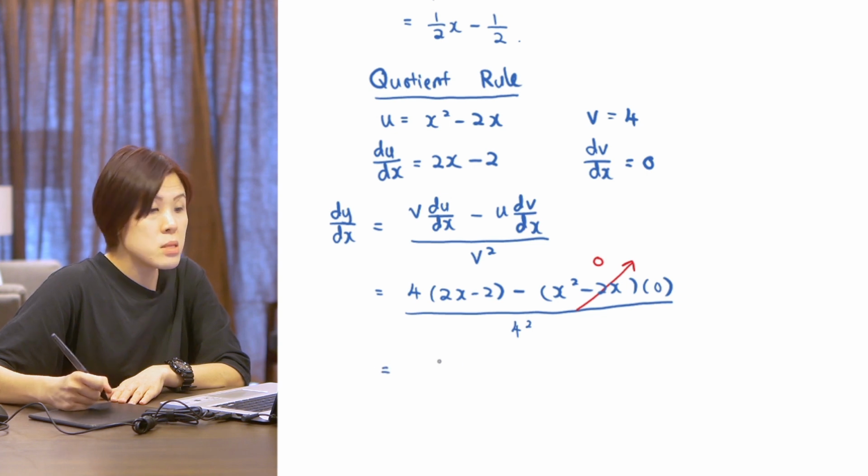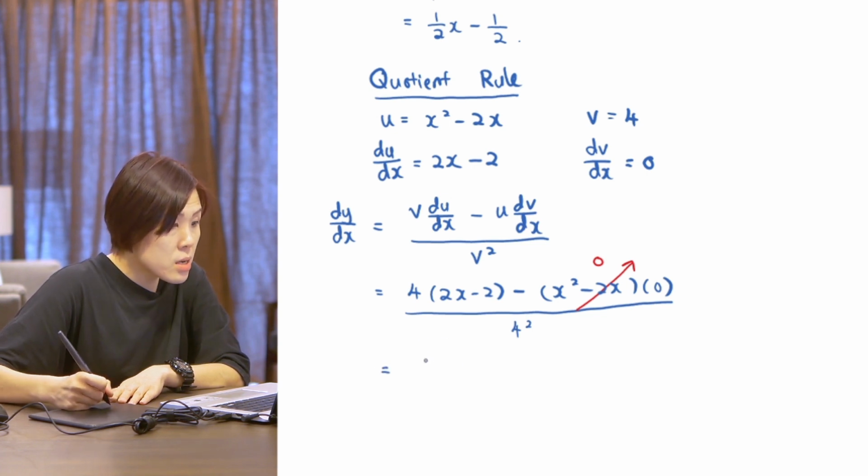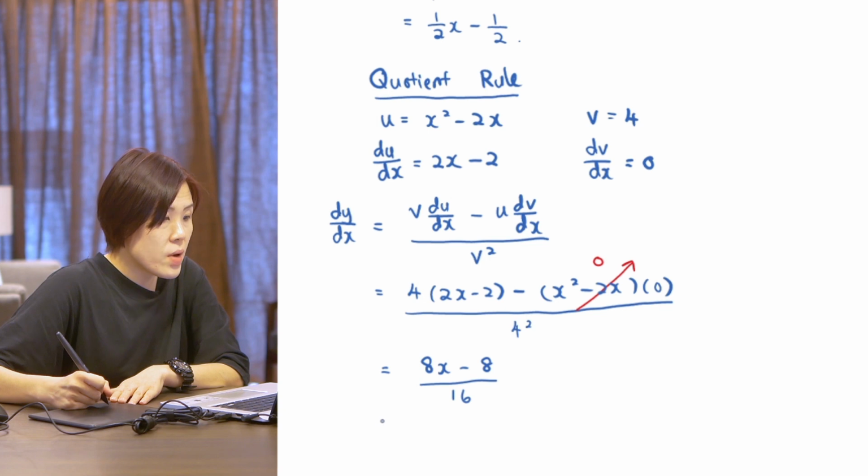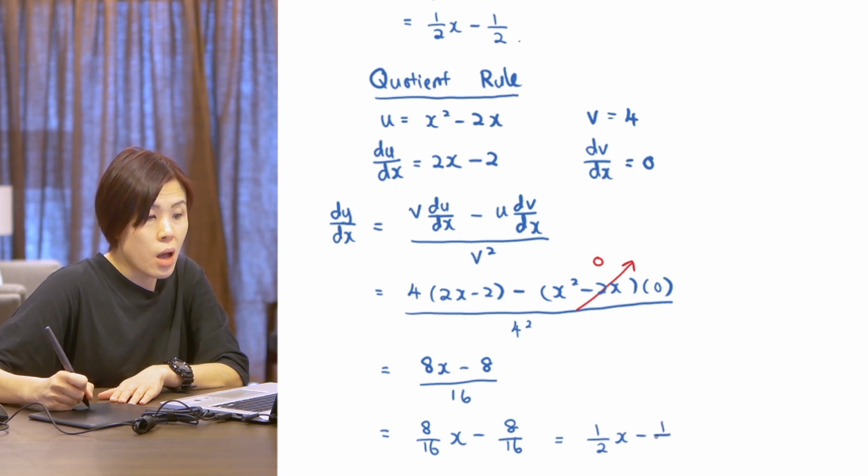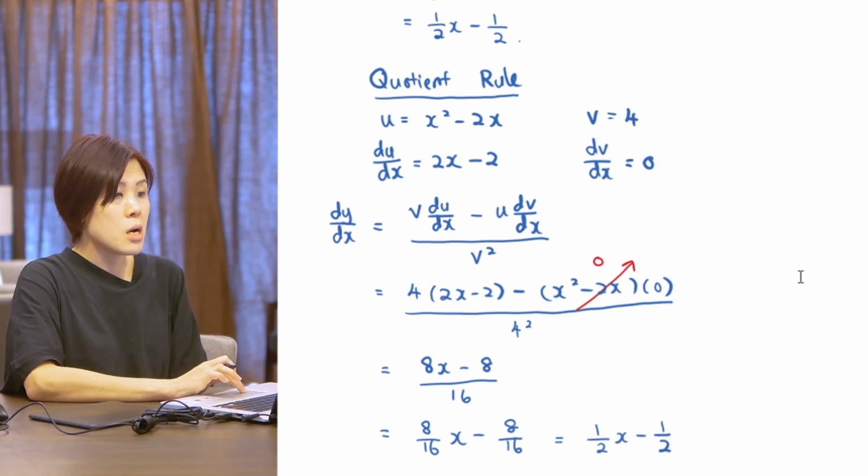So I'm going to expand the numerator and simplify this. There we have 8x minus 8 over 16. And if I separate this, we will have 8 over 16 x minus 8 over 16, which gives us the same result as the earlier method.